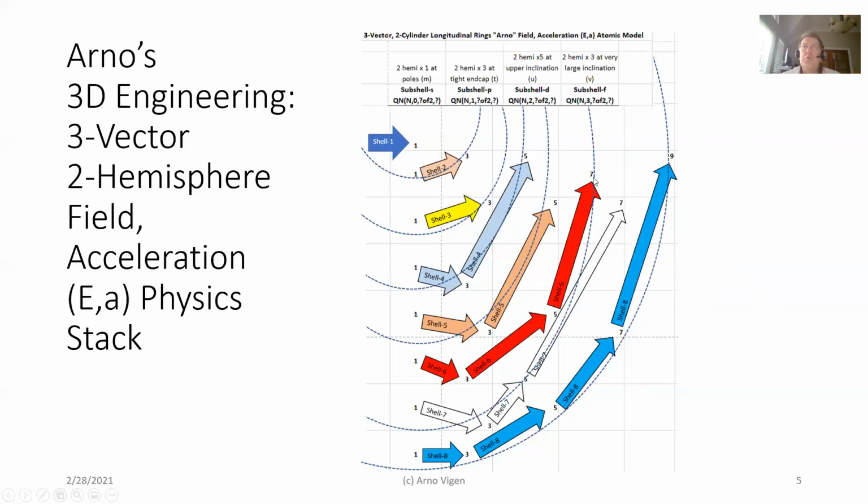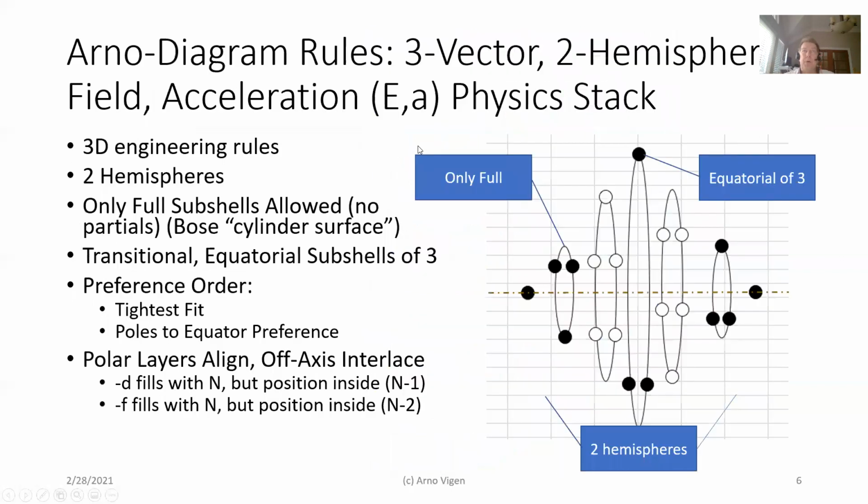Now, those numbers work because 1 is 1 squared. 1 plus 3 is 4, which is 2 squared. This is fun math. 1 plus 3 plus 5 is 9, which is 3 squared. 1 plus 3 plus 5 plus 7 is 16, which is 4 squared. And that comes because this is a bubble, a circle.